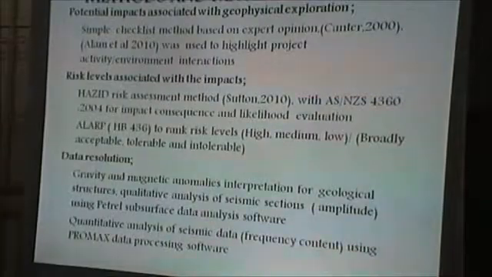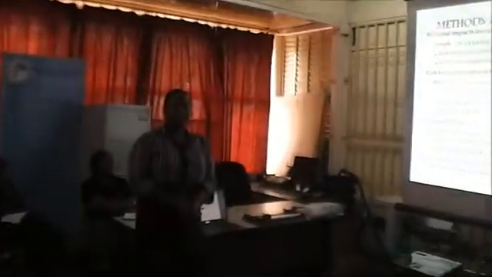Methods and materials used. For the prediction of the potential environmental impacts, a checklist method based on expert opinion was used. For risk analysis, hazard analysis based on the AS/NZS 4360 method, that is Australian, New Zealand, was used. And then to identify the tolerability or intolerability of the impacts, the ALARP, which is the as low as reasonably practical, HB436 was applied in this case. Data resolution, gravity and magnetic anomalies interpretation for geological structures, qualitative analysis of seismic sections for the amplitude and frequencies was used.